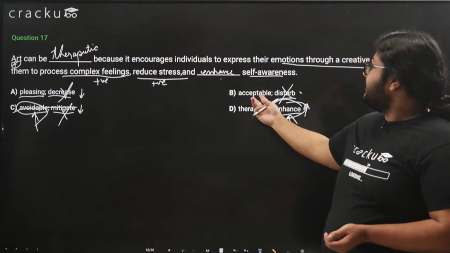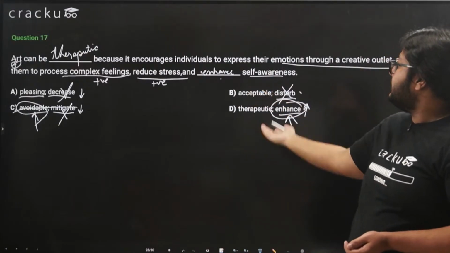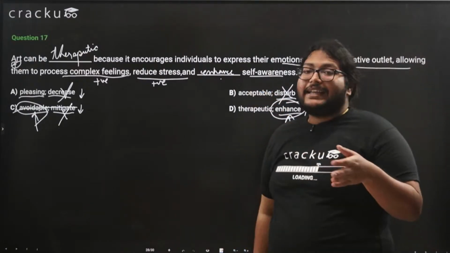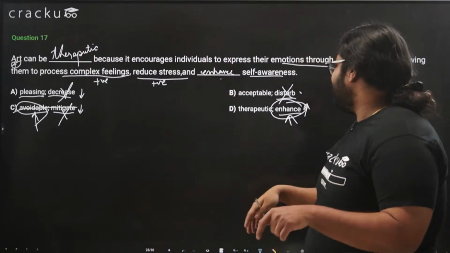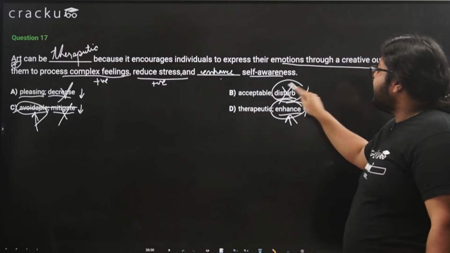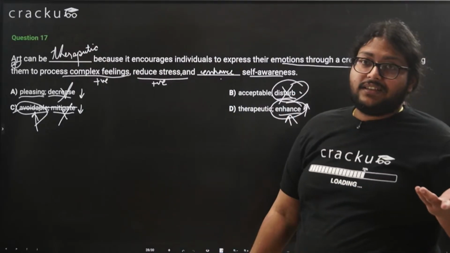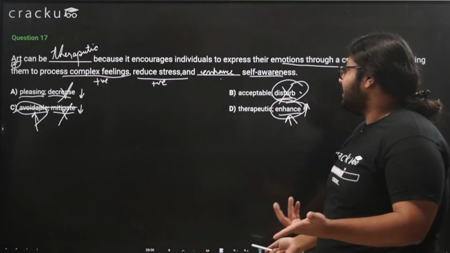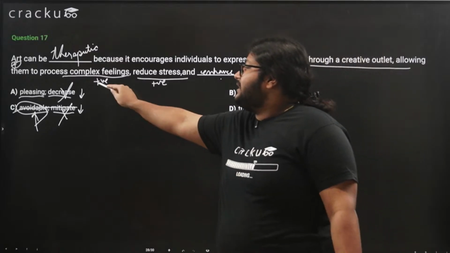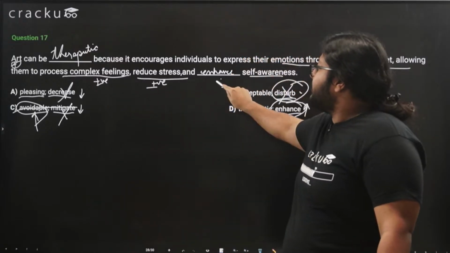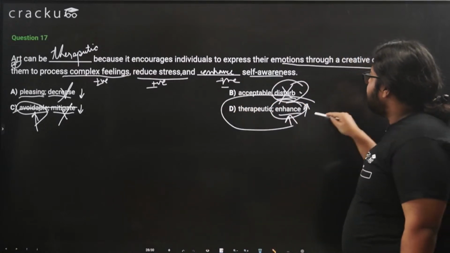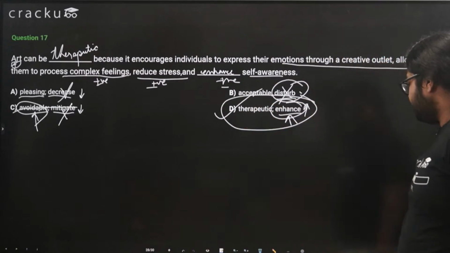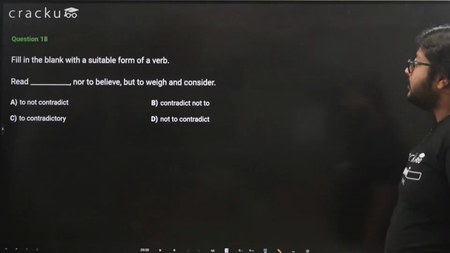Art can be acceptable because it encourages individuals to be. Acceptable means okay, it's not positive, not negative, something like that. But disturbing self-awareness is again a flag. We don't want something to disturb self-awareness, especially when the list has positive. We want another positive thing only here. So that way we can say option D is the correct choice here. Let's move to the next question.